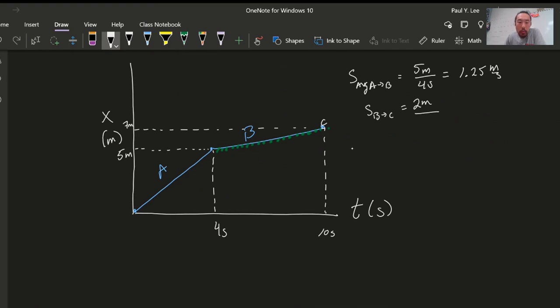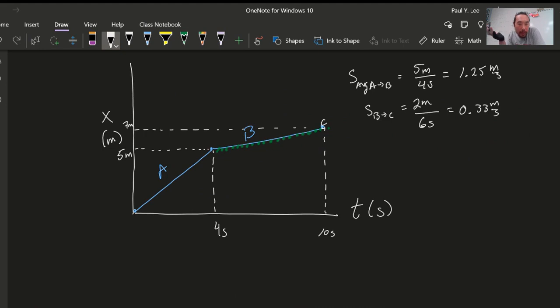And that was between 4 seconds and 10 seconds. So the total elapsed time would be 6 seconds. So this would be 0.33 meters per second. Okay, so what we just did is we found the average speed for trip A and the average speed for trip B.